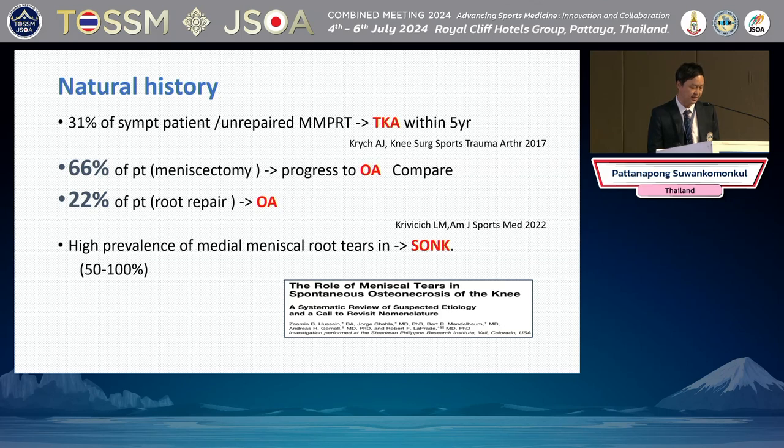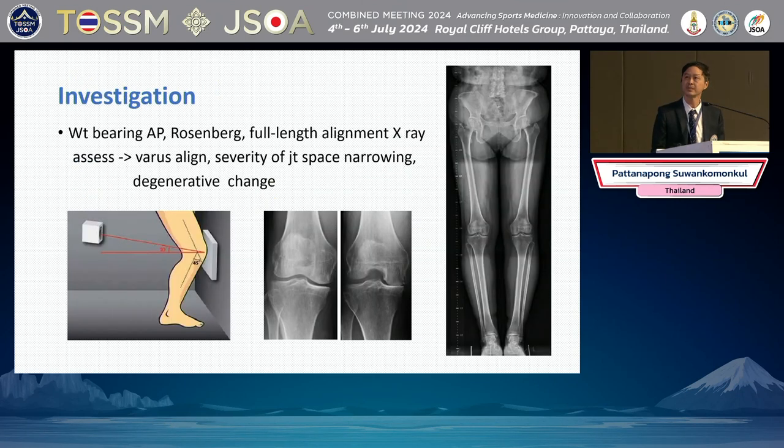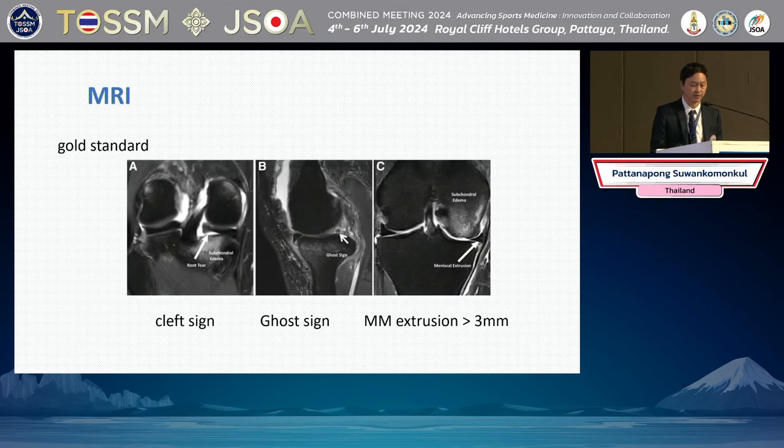Another study shows that osteonecrosis of the knee is highly related to root tear, about 50 to 100%. So the investigation: the interesting one is the Rosenberg view. You can assess the medial joint space, and you should also do the scanogram for the whole leg. MRI for the meniscus is the gold standard. We know the classic signs: you see the cleft sign in coronal and the ghost sign in sagittal, and also a medial extrusion of more than 3 millimeters.